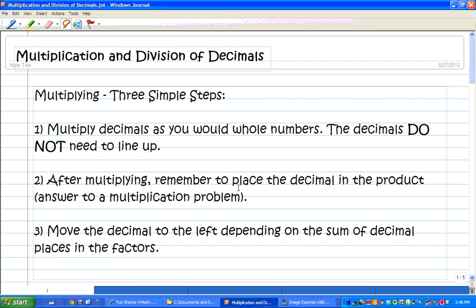This video is going to cover multiplication and division of decimals. When you're multiplying, you could follow these 3 simple steps.